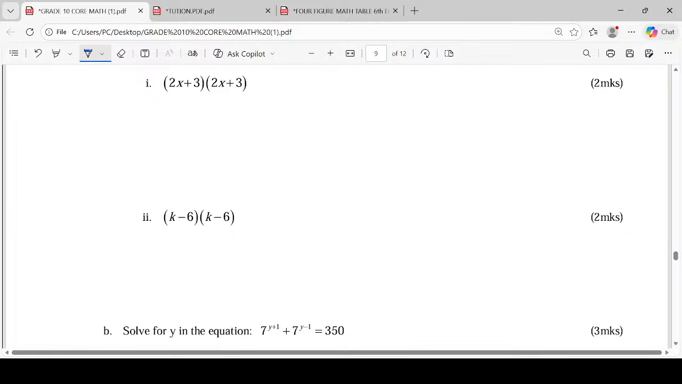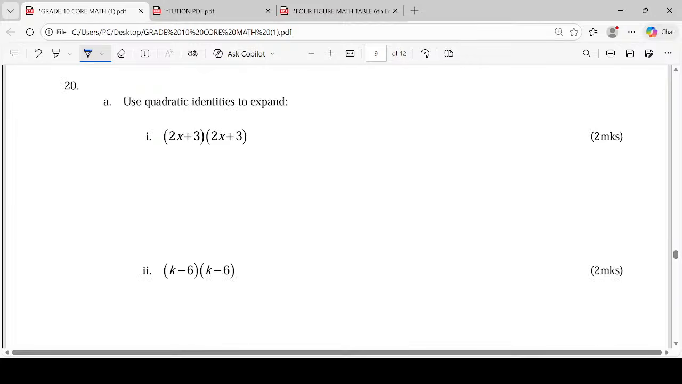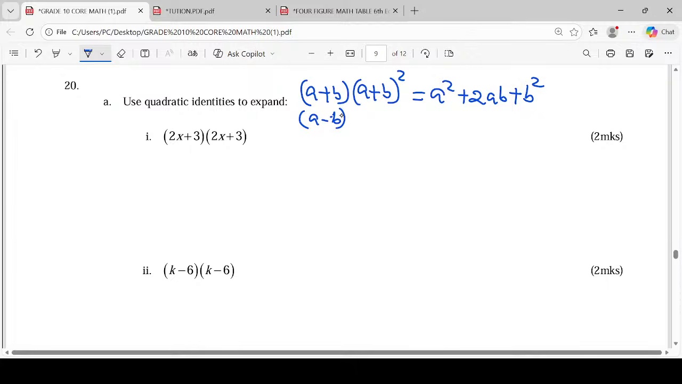Let's look at this particular question and work it out. We are being told, use the quadratic identities to expand. This is like saying when you have a plus b being multiplied by a plus b, when you expand, this is written as a squared plus 2ab plus b squared. Then when you have a minus b times a minus b, this gives you a difference of 2 squares, which is written as a squared minus b squared.